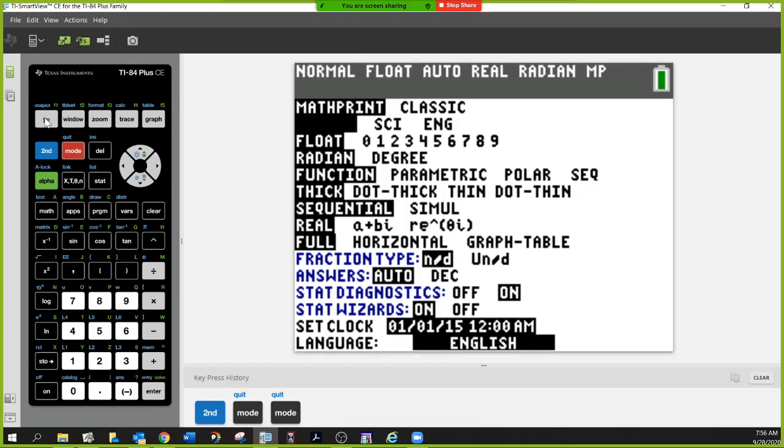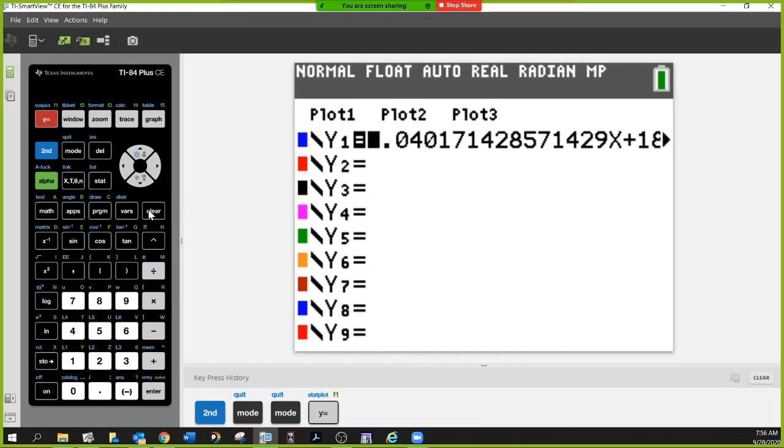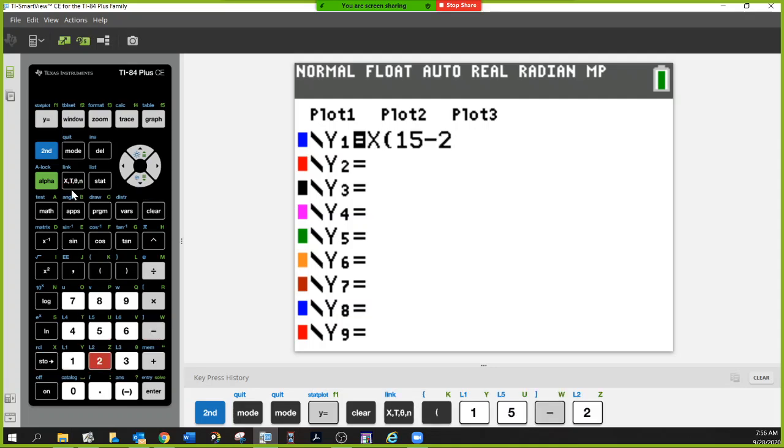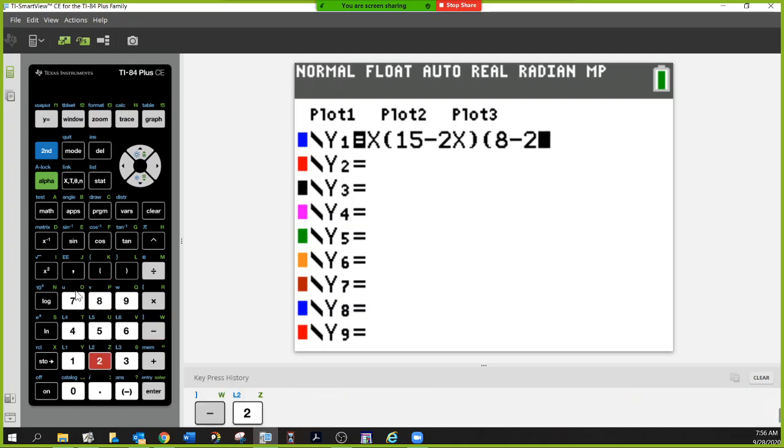All right, let's see. Y equals, well, look at that. Let me clear that off. What do we have? We have x times 15 minus 2x, and then 8 minus 2x. Click on mode, and then go down to function. Where's mode again? Right next to the second key at the top.